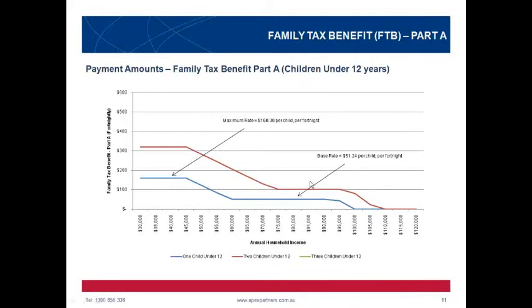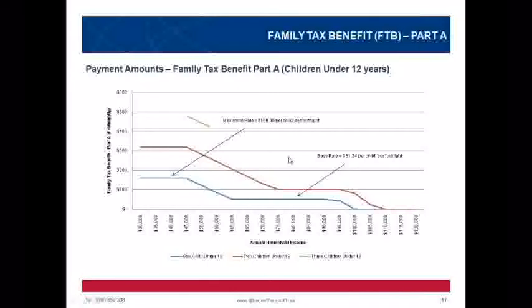I guess what's important, and in a planning sense, what a lot of people really start to focus on is when they would be eligible. Generally around $105,000 if you've got 2 children under 12. If you earn $105,000 or less, you will be eligible for some family tax benefit Part A.